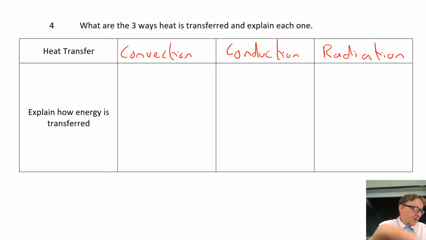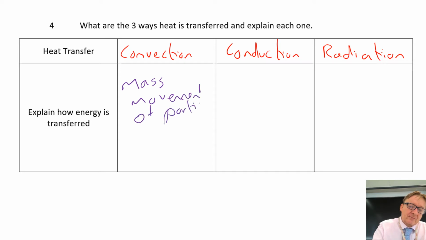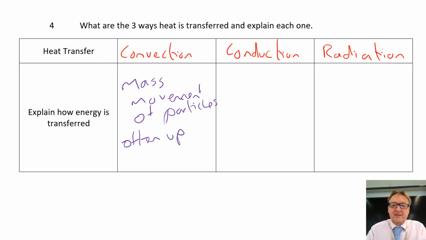Okay, convection. Convection is the mass movement of particles often up. Okay, that's when the people say heat rises, right? Because convection currents is where the heat goes up. That's convection, right? It's often the best way of thinking about it is that heat rises. So what I might do is I might just put down there heat rises.